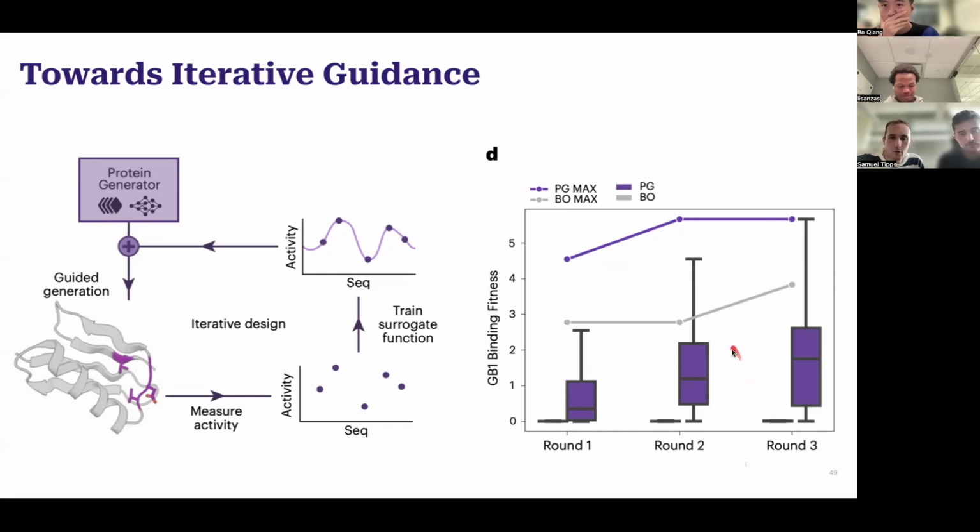I think what's cool about the PG stuff as well is that we didn't really use any acquisition function to rank these sequences or anything like that. This is just the straight first 96 sequences that we sampled from the model. And these are the max fitnesses here in these bars, these dots.